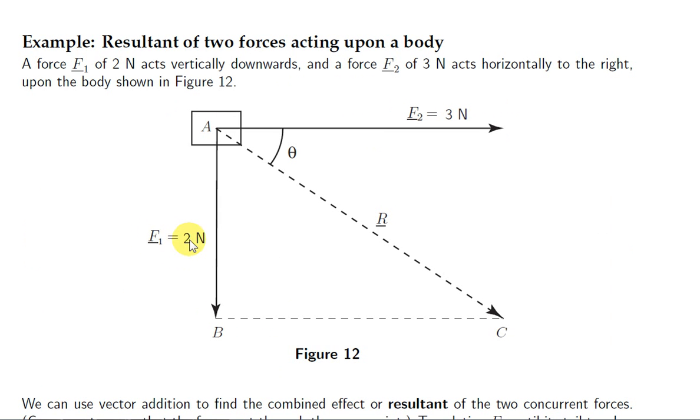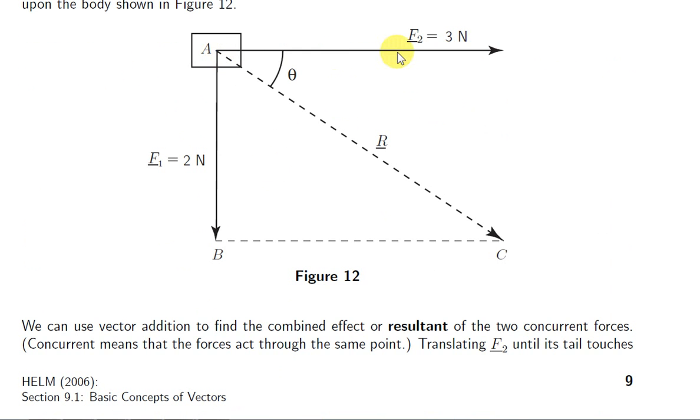Here we have a force F1 of magnitude 2 newtons acting vertically down on object A, and a horizontal force F2 of magnitude 3 newtons acting to the right on object A. It turns out that the resultant force on this body is the vector sum of these two forces. That's something proven experimentally. So we could move this force parallel to itself, so its tail is at the head of vector F1, so it's along here, and then join the tail of F1 to the head of F2.